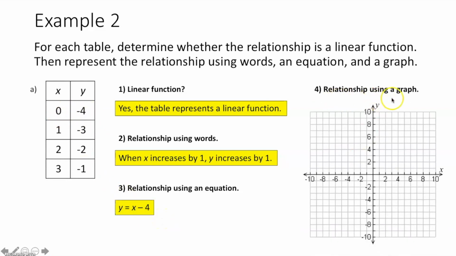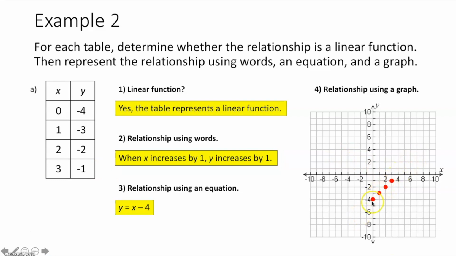Now, my relationship using a graph. What I'm going to do is graph each of these points as an ordered pair. So this is 0, comma, negative 4. So I go over 0 on my x-axis, down negative 4 on my y-axis, put a point. 1, comma, negative 3. I'm going to go over 1 on my x-axis, down negative 3 on my y-axis, put a point. 2, comma, negative 2. I'm going to go over 2 on my x-axis, down negative 2 on my y-axis, put a point. And 3, comma, negative 1. I'm going to go over 3 on my x-axis, down negative 1 on my y-axis, put a point.